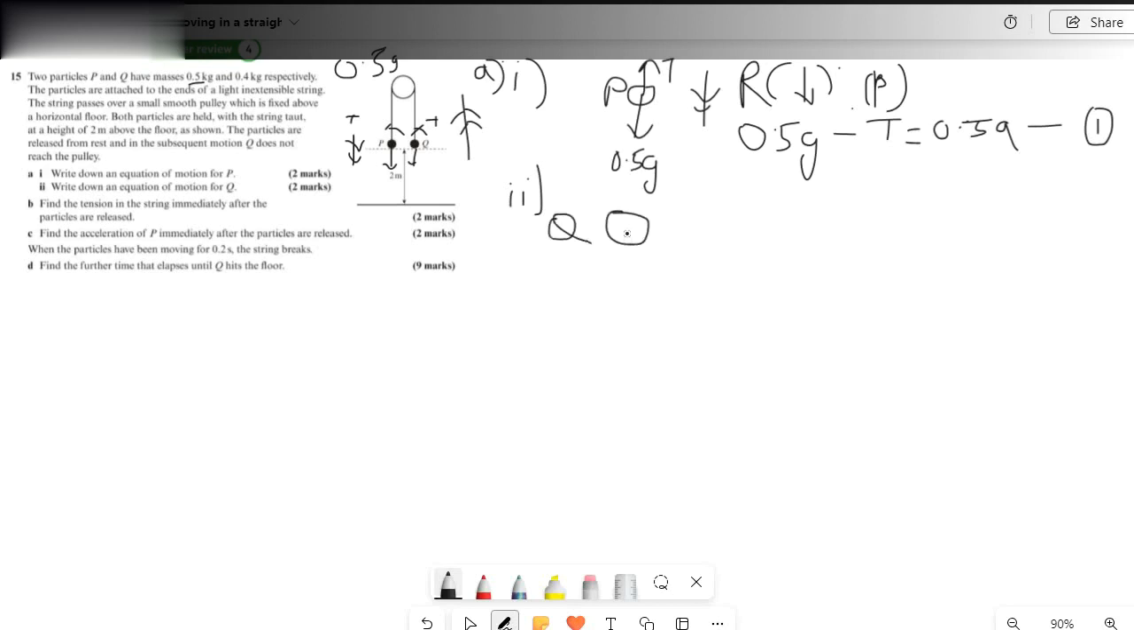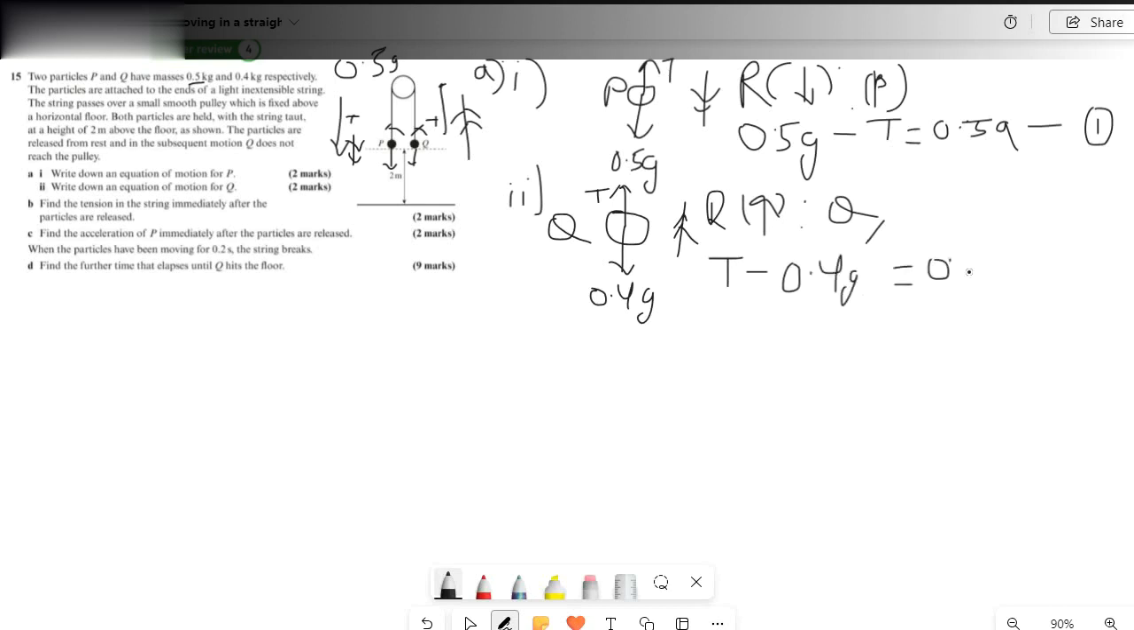For number 2, we have to write an equation of motion for Q. So if this is Q, this is its weight, which is 0.4g, and similarly this is the tension. And because we know that on the left hand side P accelerates downwards, Q must accelerate upwards. So acceleration is upwards, and so resolving upwards for Q, we have tension minus 0.4g equals 0.4 multiplied by a, following the equation of resultant force equals ma, which is Newton's second law.